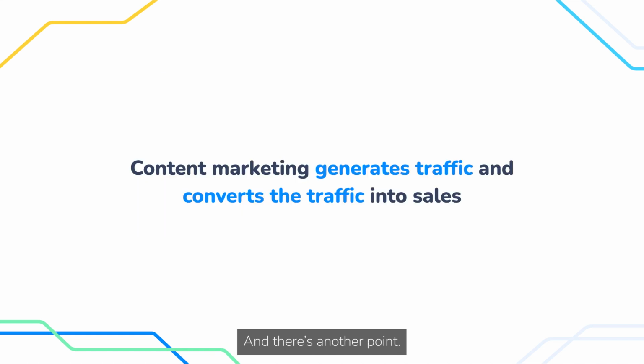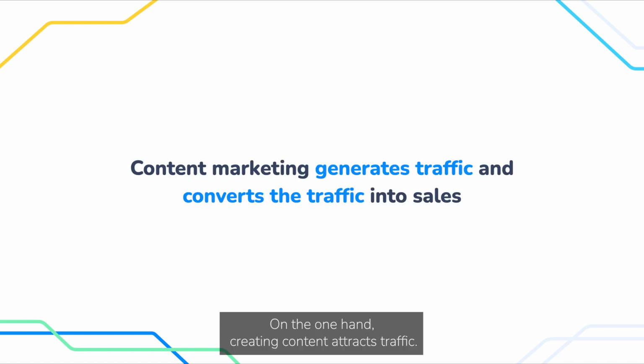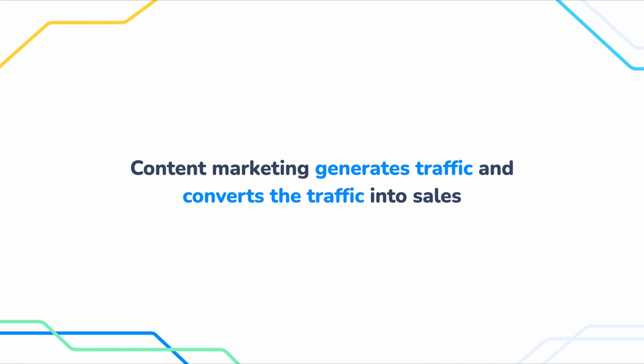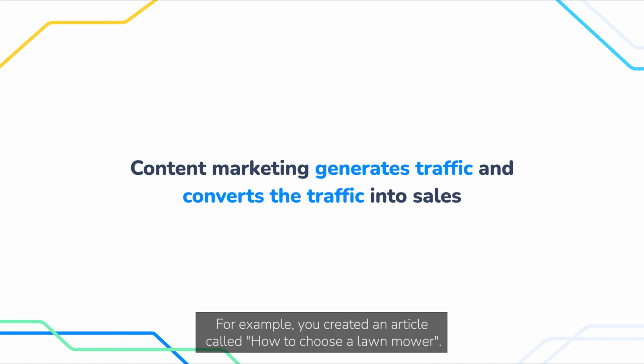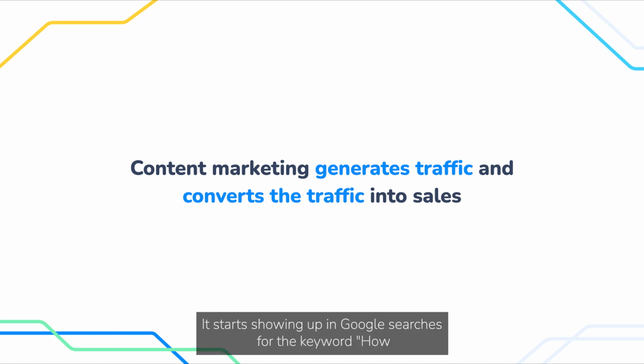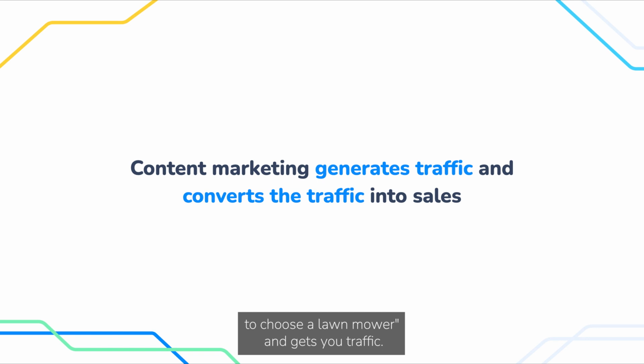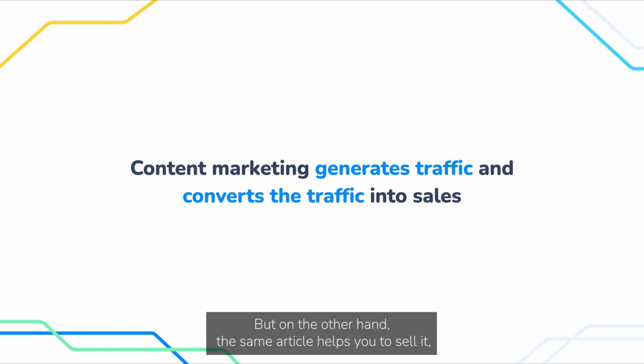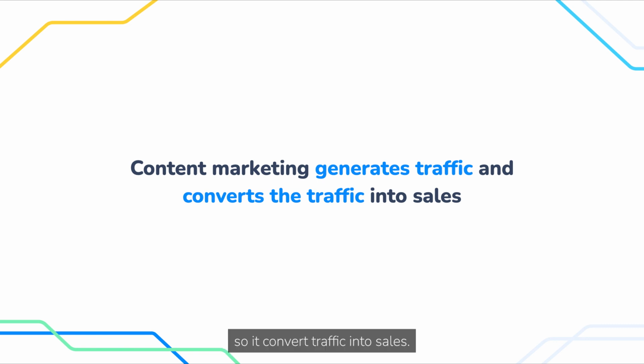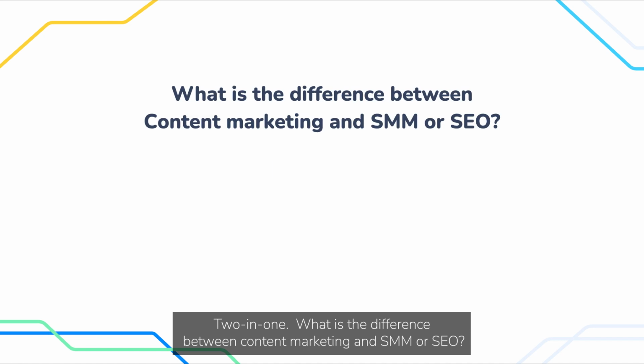And there's another point. On the one hand, creating content attracts traffic. For example, you created an article called How to Choose a Lawnmower. It starts showing up in Google searches for the keywords how to choose a lawnmower and gets you traffic. But on the other hand, the same article helps you to sell, so it converts traffic into sales. 2 in 1.